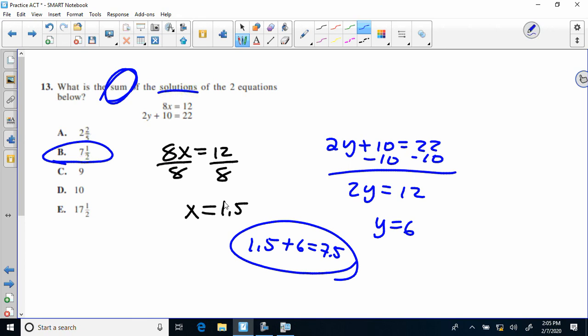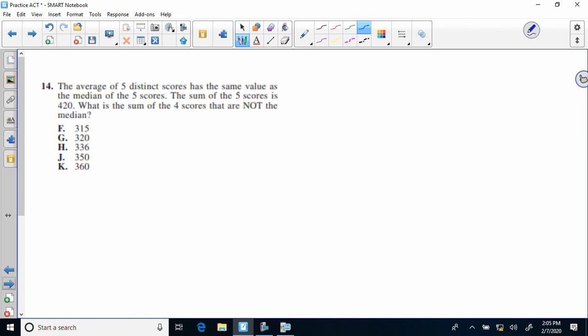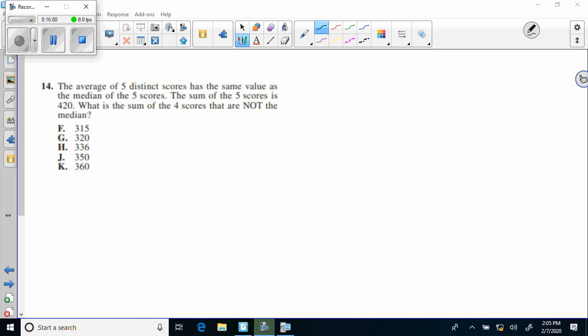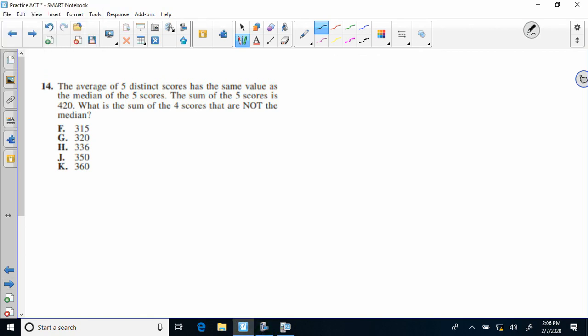Number 14. The average of 5 distinct scores has the same value as the median of the 5 scores. The sum of the 5 scores is 420. What is the sum of the 4 scores that are not the median? Cool. So you have 5 scores. Okay. So when you're looking at this, it says the average of 5 scores. Well, to find an average, you add them all up and divide by how many there are.